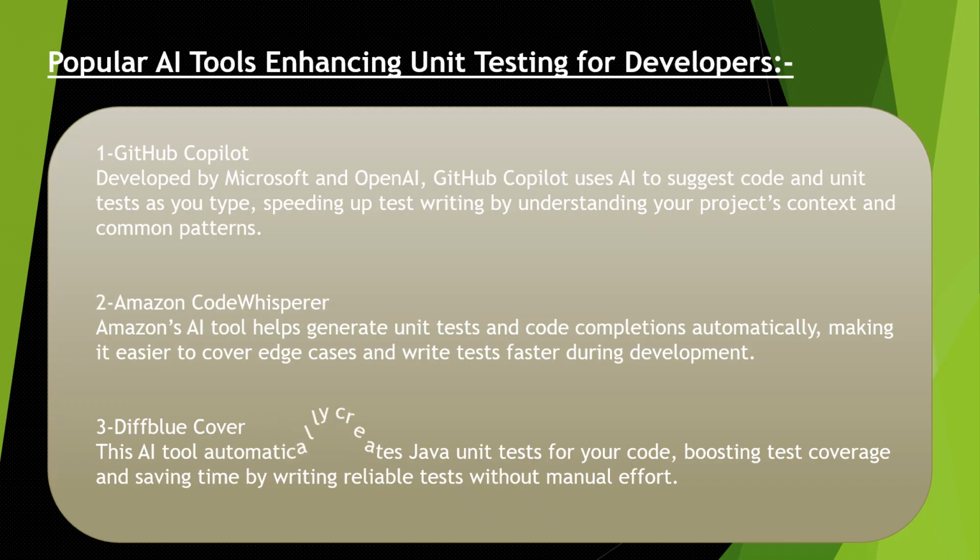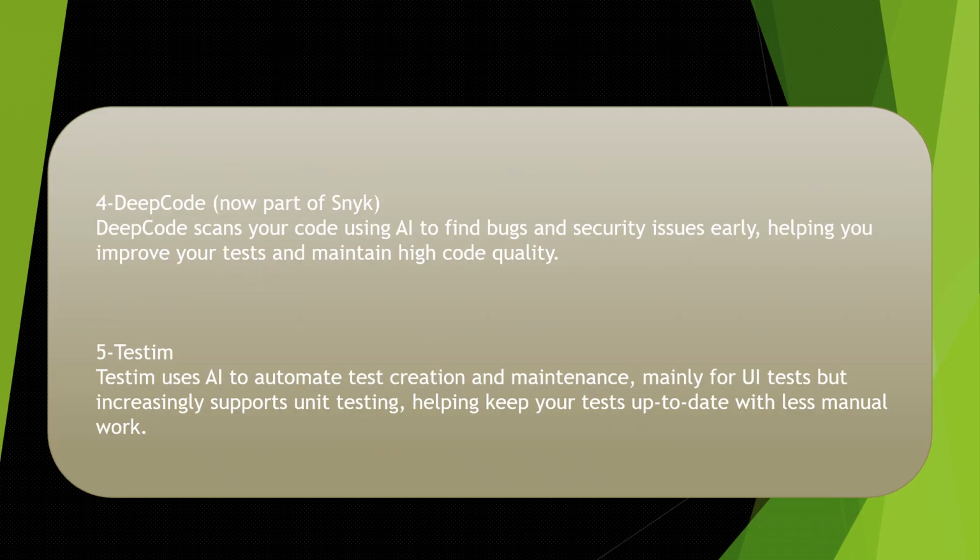Now the fourth point is DeepCode, which is Snyk, or as we call it now, it is a part of Snyk. DeepCode scans your entire code using AI to find bugs and security issues early, helping you improve your tests and maintain high quality code. It basically scans our project's source code and alerts us to potential bugs or security flaws, which helps us create stronger unit tests that cover those risky areas at a very early stage.